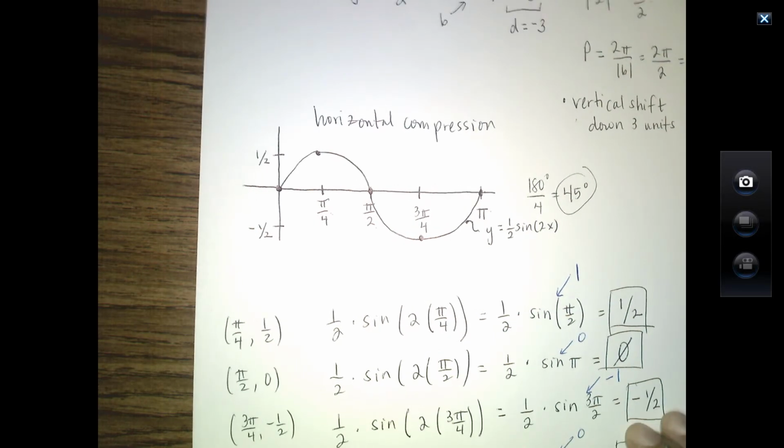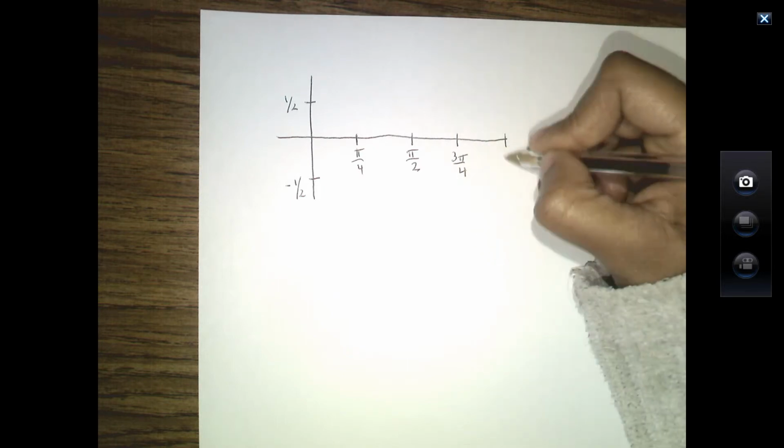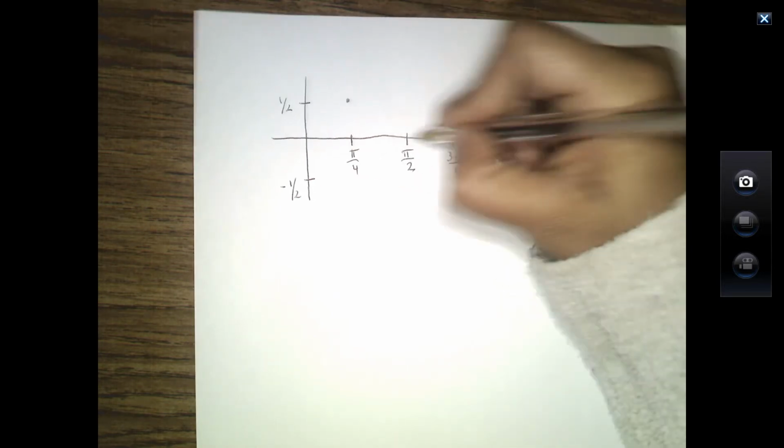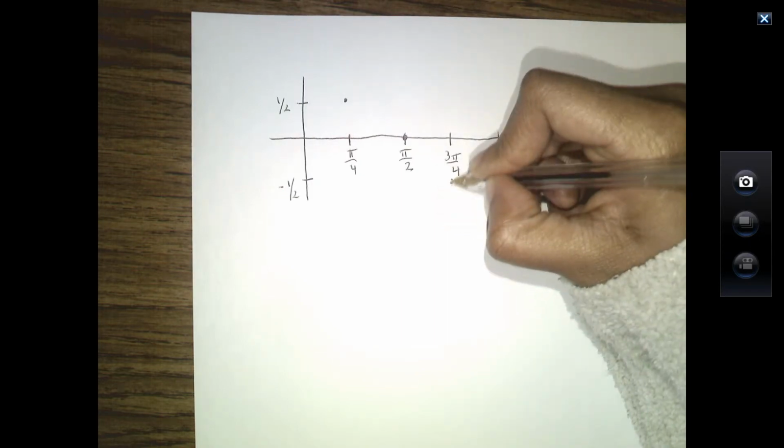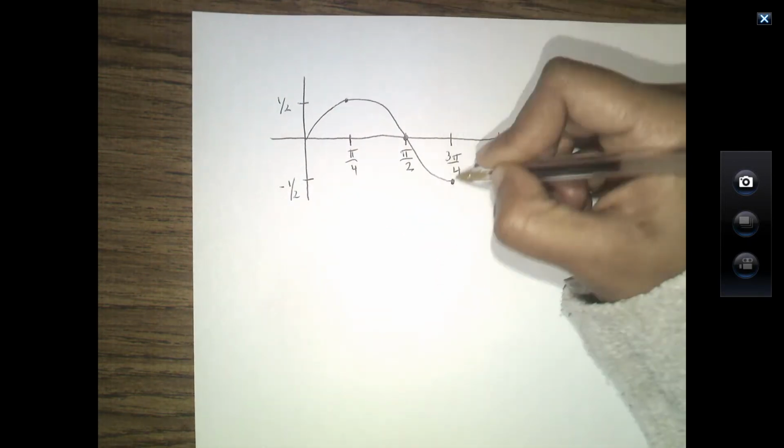Okay, all right, so I'm going to switch pages real quick, and I'm going to re-sketch this. And now I'm going to do the last part, which is the shifting down 3. Okay, so remember, we got our 1/2, we got our -1/2, we have our pi over 4, pi over 2, our 3 pi over 4, and our pi. And our points went something like this. There we go. Sorry, I can't see my hand, of course. All right, here we go.